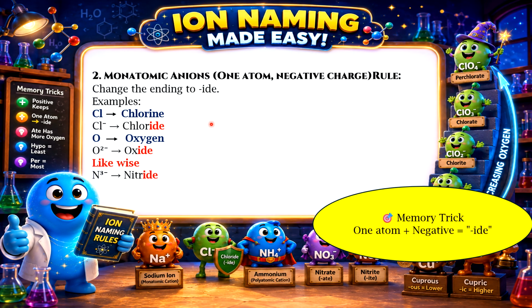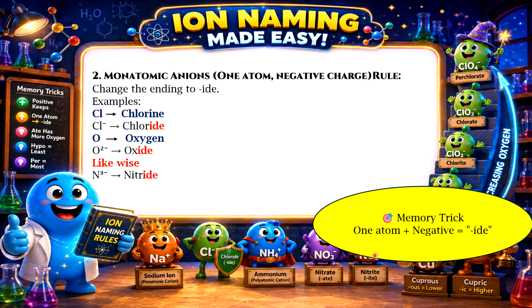Rule number 2. A monoatomic anion. A monoatomic anion is a negative ion made up of only one atom. Now the chemistry changes the ending here. Instead of the element name, we use the suffix IDE. So chlorine becomes chloride, oxygen becomes oxide, nitrogen becomes nitride. They just put the suffix IDE to indicate it is negatively charged.